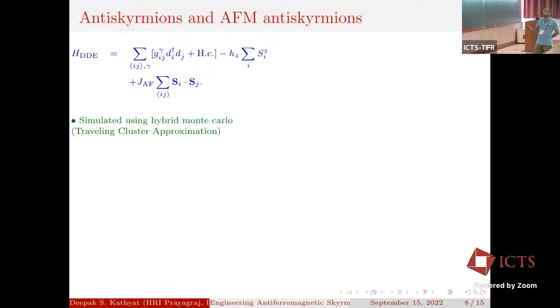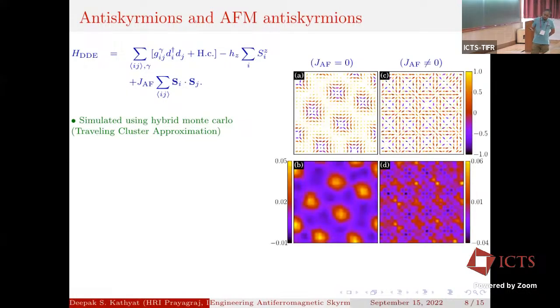Since this is an electronic Hamiltonian with classical spins also present, we need to simulate it using classical Monte Carlo simulation combined with exact diagonalization, which is called hybrid Monte Carlo simulation. So here are the results.